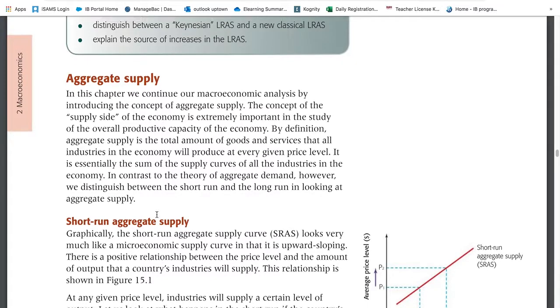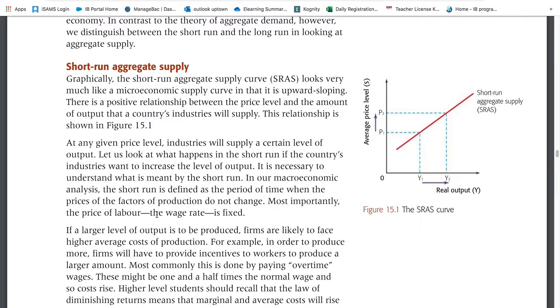But the biggest difference between supply and demand is that we do separate short run versus long run. This video is going to be a bit shorter. I'm trying to shorten them a little. This one is going to be all about short run aggregate supply.